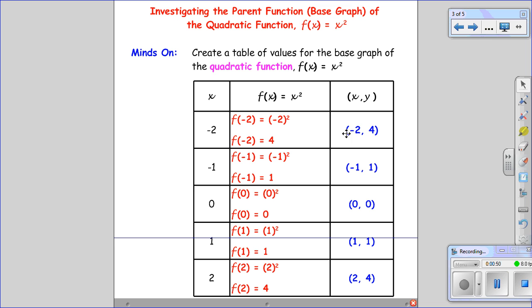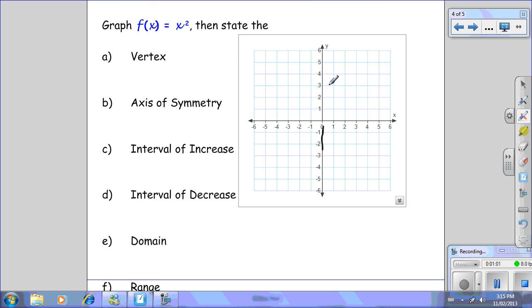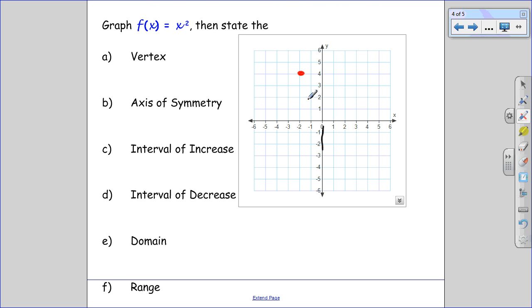When I graph a quadratic, I'm always going to start with my base graph and plot the points (-2, 4), (-1, 1), (0, 0), (1, 1), and (2, 4). So that's what I'm going to do right now. Then I'm going to draw a smooth curve through my points. Don't forget to put arrows on the ends because, of course, we've only plotted a few points on the quadratic function.